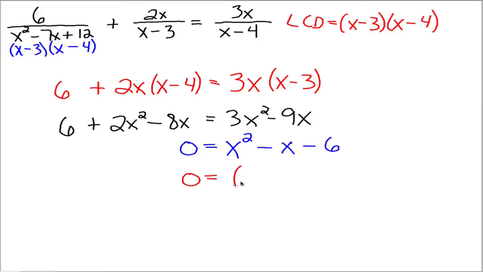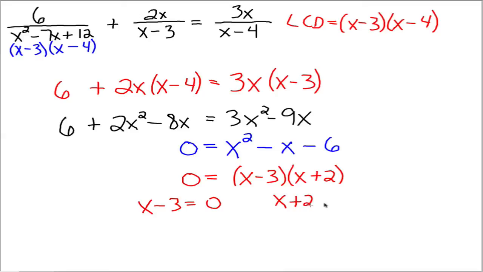Factors into x minus 3 times x plus 2. And then what do you do with each of those factors? Set each one of those equal to 0. X minus 3 equals 0. X plus 2 is equal to 0. And we get x equals 3 and x equals negative 2.